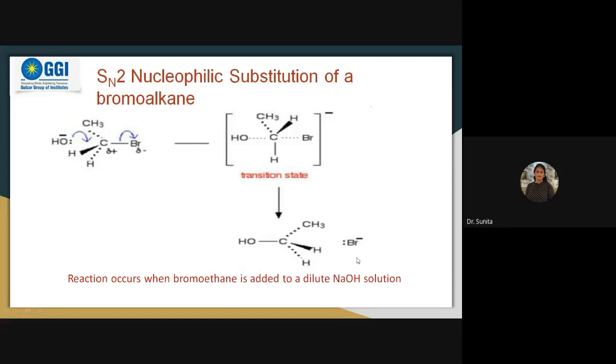Here you can see this plus. You can put the plus sign over here. Sometimes when I put the PPT in this format, it gets changed. So the reaction occurs when bromoethane is added to dilute sodium hydroxide. So this is the mechanism of the SN2 reaction.